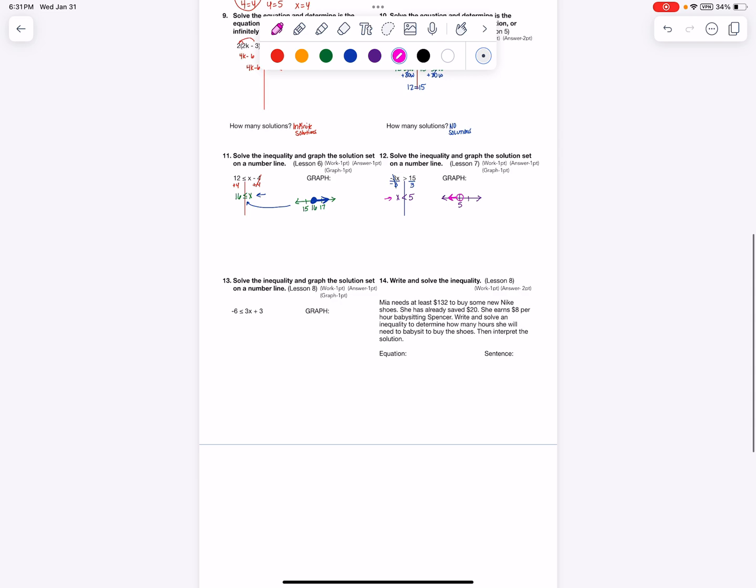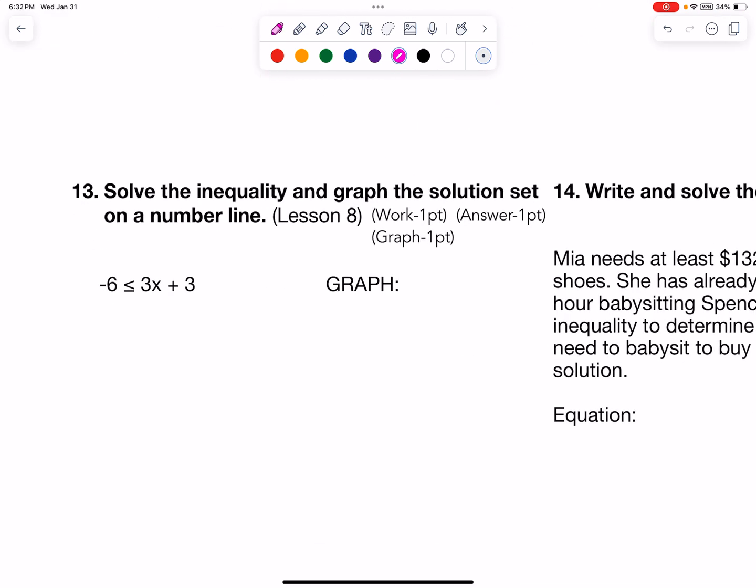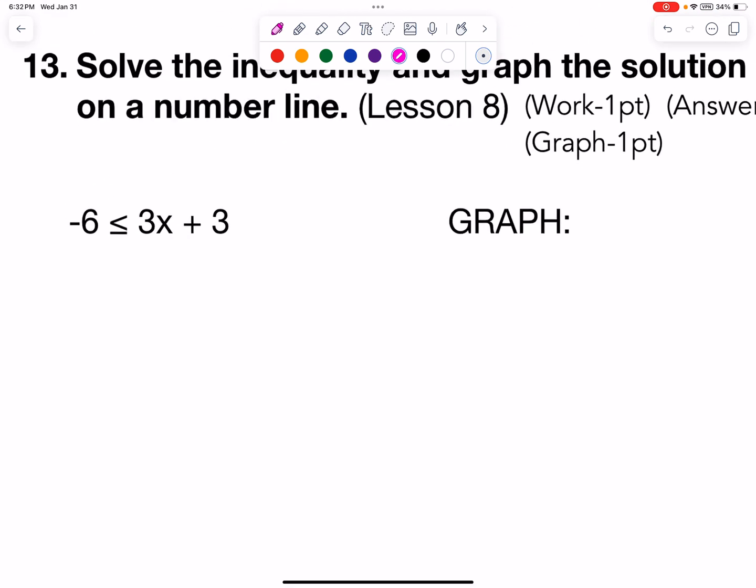All right, last 2 problems and we're all set. So solve the inequality and graph. The only difference with this is it's a 2-step inequality. So we're just doing 2 things. You've done way harder equation work before. All right, so opposite order of operations.